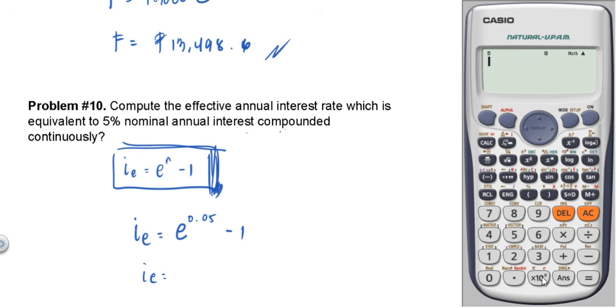Okay, so shift E raised to 0.05 minus 1. Okay, press equals. At meron ka na ngayong sagot na 0.05 or multiply natin ng 100 para percent, 5.13%. So, this is your answer. Okay? So, ganun lang yung pag-solve ng simple, compound, and compound continuously.